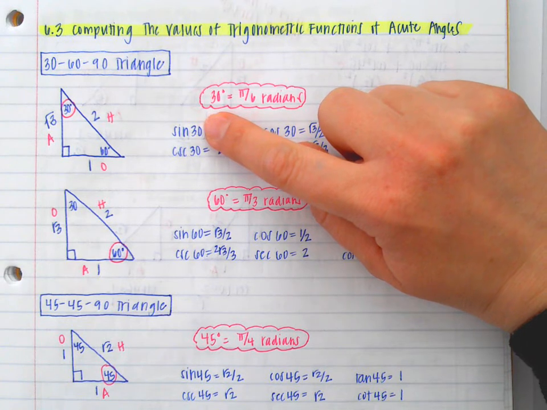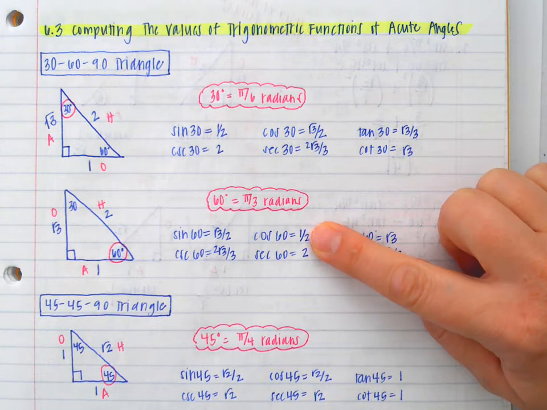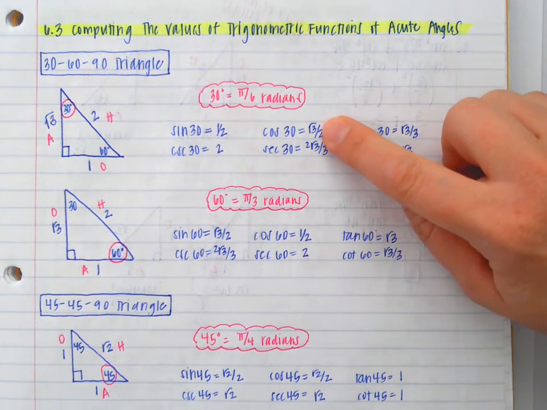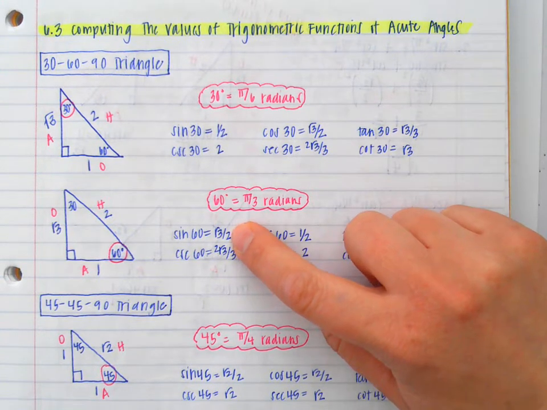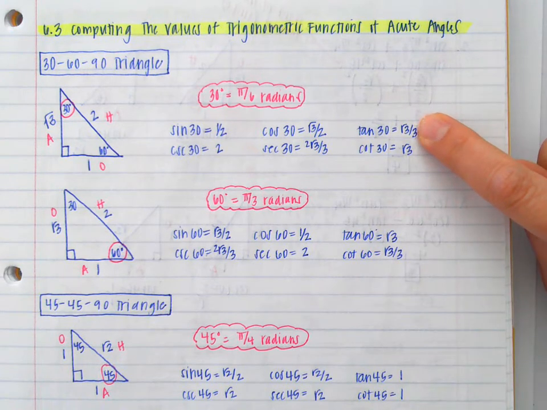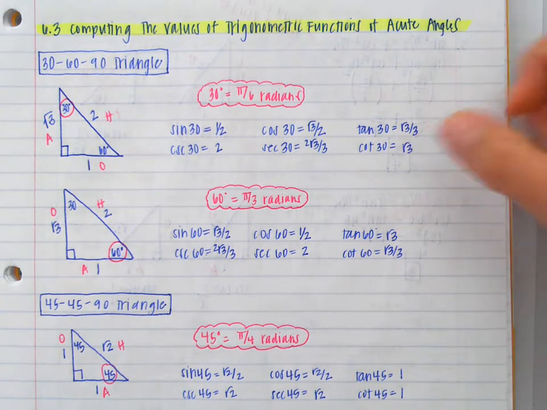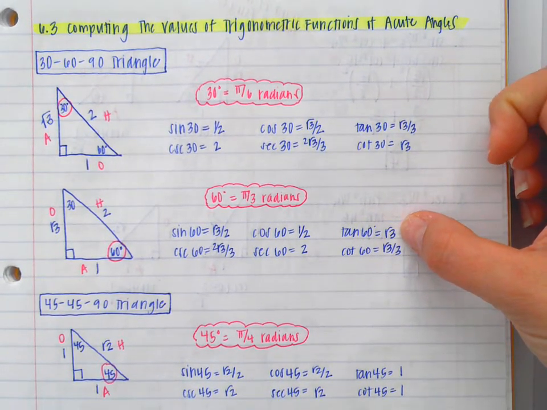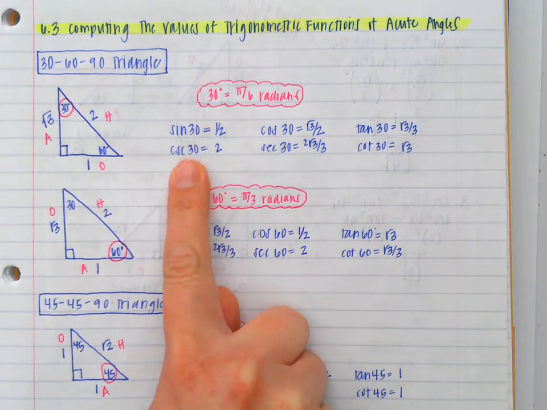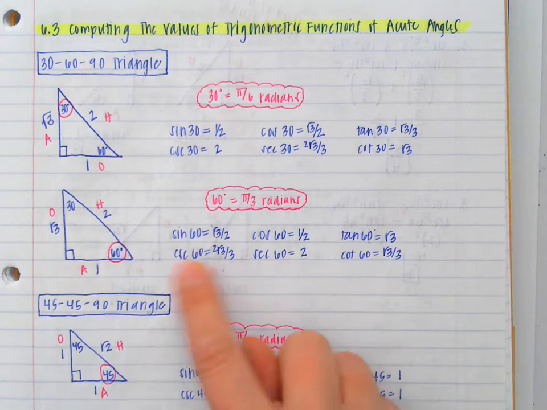So sine of 30 should be equal to cosine of 60, which it does. And vice versa. The cosine of 30 should be equal to the sine of 60, which it does. And then the tangent of 30 should be equal to the cotangent of 60 and vice versa. Cotangent of 30 should be equal to the tangent of 60. And then the cosecant of 30 should be equal to the secant of 60, which it is, and vice versa.